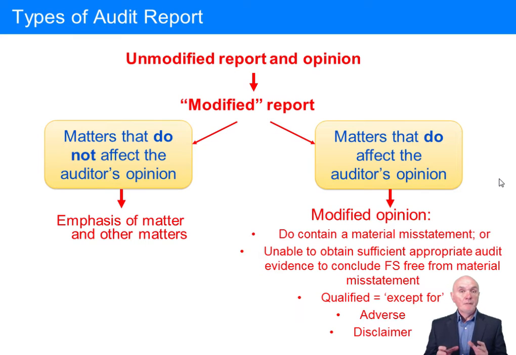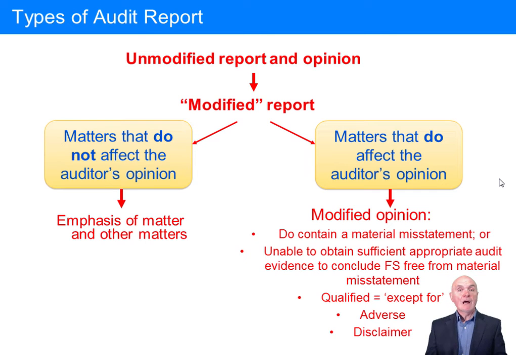First of all, the problem has to be material. If there's not material errors or material absence in our information, you wouldn't think of going down a modified opinion. So once you have passed the materiality kind of test, then you say, I have to tell people something about this in the audit report.